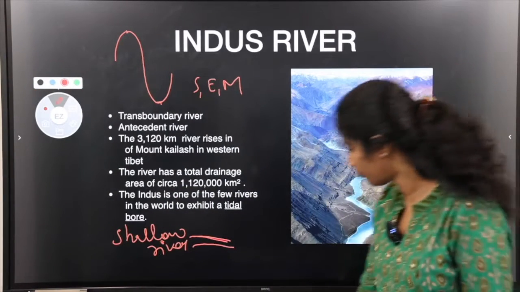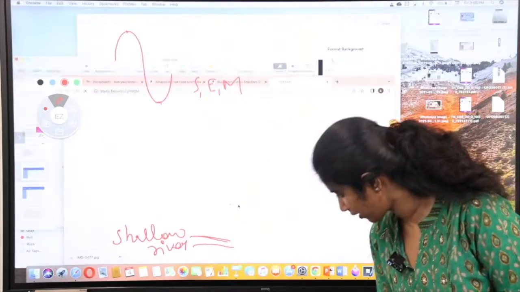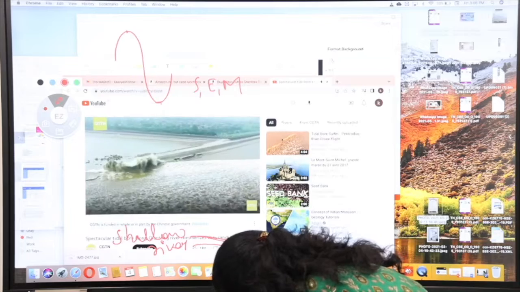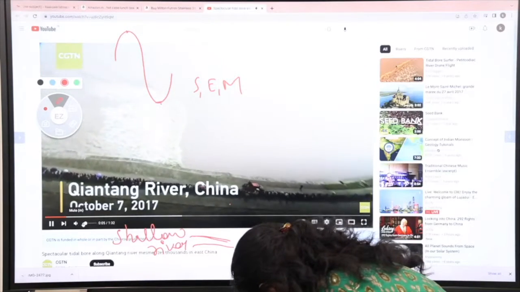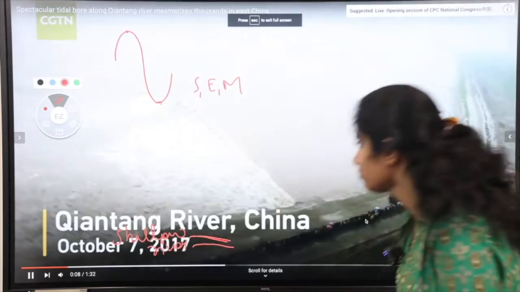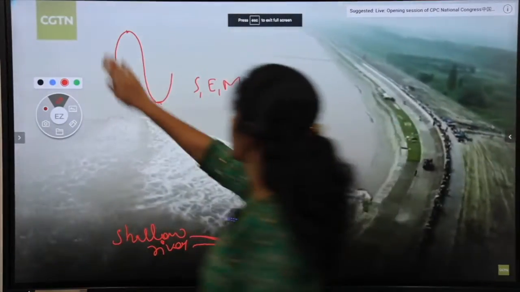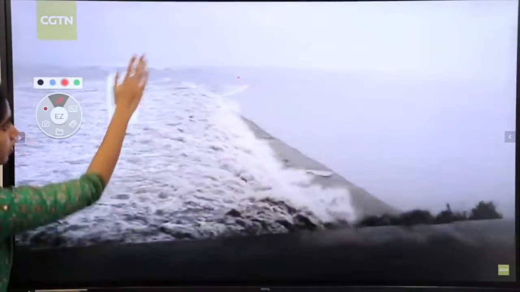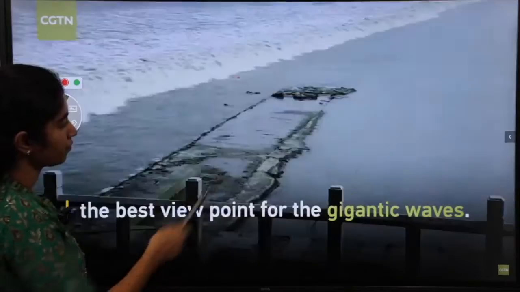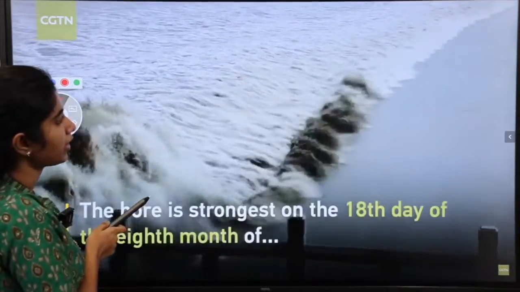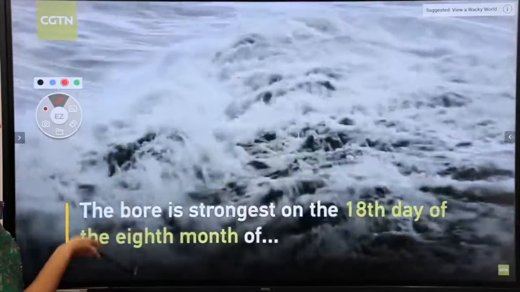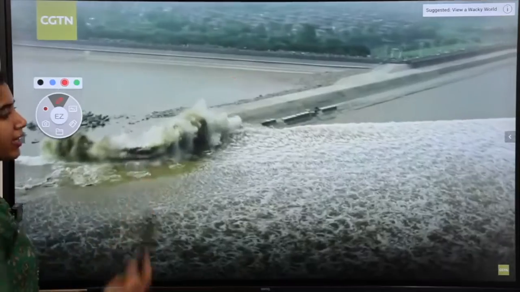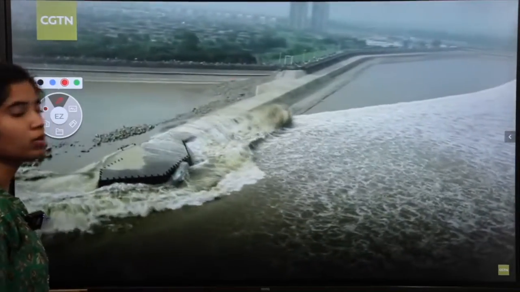I'll show you a video of a tidal bore for better understanding. This is the tidal bore which happened in China. Can you see the tidal bore? This is the tidal bore. Suddenly, after passing through a narrow path, it rises to a greater height. Can you see here? It hits against the direction of the river and rises to a large height.